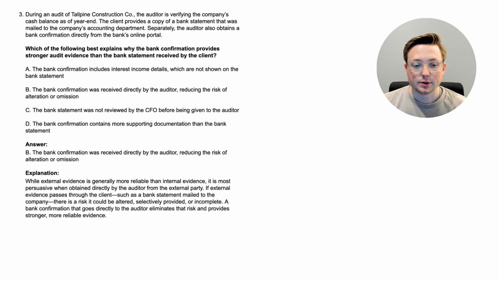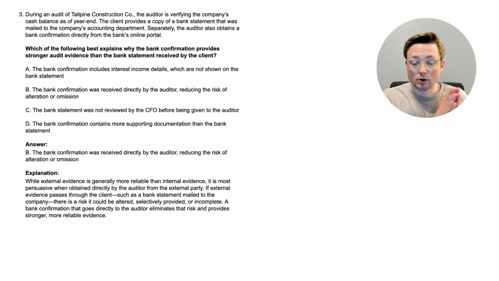All right, here we are. The answer is B, the bank confirmation was received directly by the auditor, reducing the risk of alteration or omission. So that's why it would be stronger evidence. Let's walk through this short explanation. While external evidence is generally more reliable than internal evidence, it is most persuasive when obtained directly by the auditor from the external party. If external evidence passes through the client, such as a bank statement mailed to the company, there is a risk it could be altered, selectively provided, or incomplete. A bank confirmation that goes directly to the auditor eliminates that risk and provides stronger, more reliable evidence.